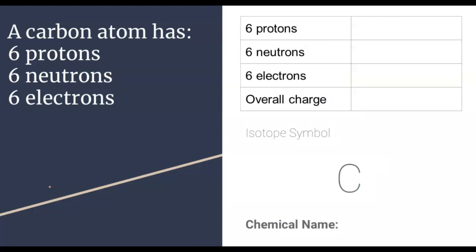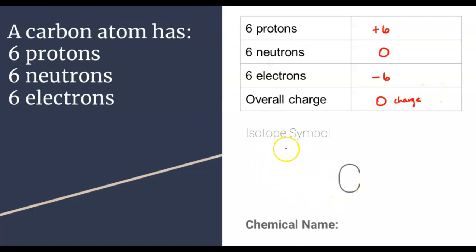Here I have a carbon. I am told that this carbon atom has 6 protons, 6 neutrons, and 6 electrons. So let's talk a little bit about charge also. Remember, 6 protons means you have 6 positive charges. With 6 neutrons, remember neutrons have no charge. And 6 electrons have 6 negative charges. The overall charge is 0. This is going to become more important later on, but for right now, we'll go ahead and start that.